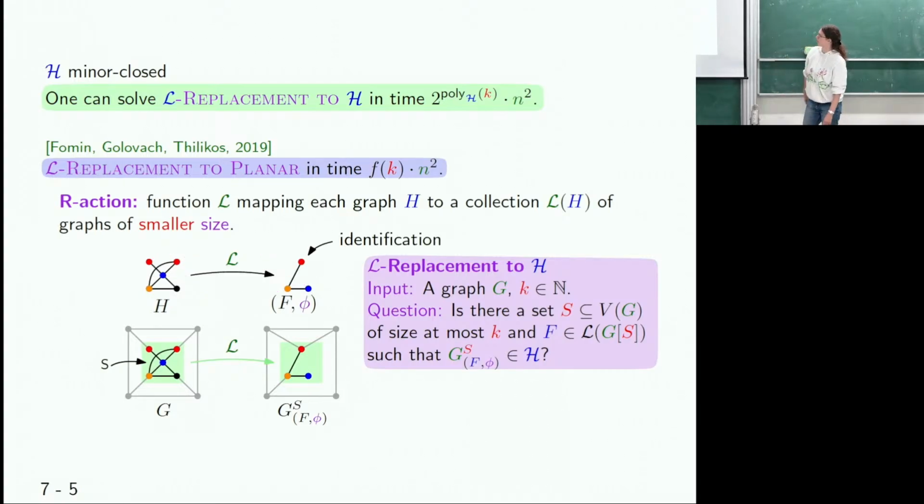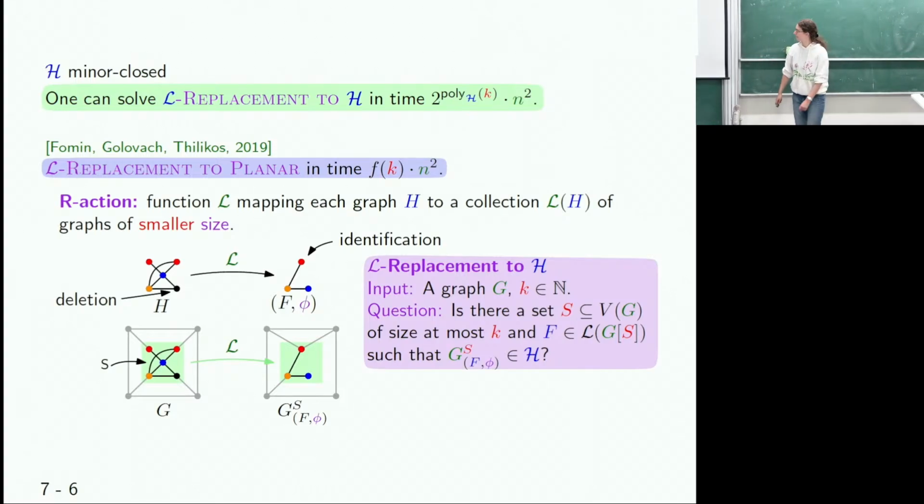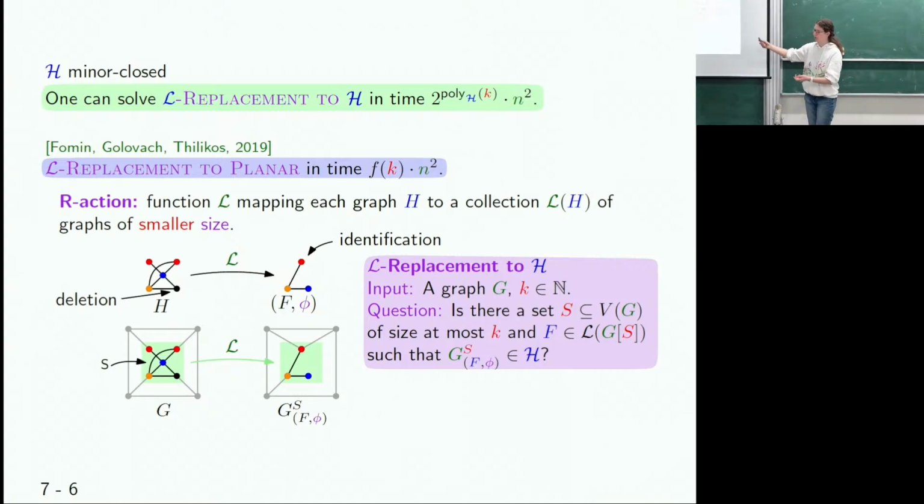So I just put the color. For instance, you can have edges that are identified if phi maps them to the same point, and some of them can be deleted. And so our question now is like this: you set S again, where I look at the induced subgraph and can I remove it, replace it by another graph that is an L of H, such that my graph belongs to H.